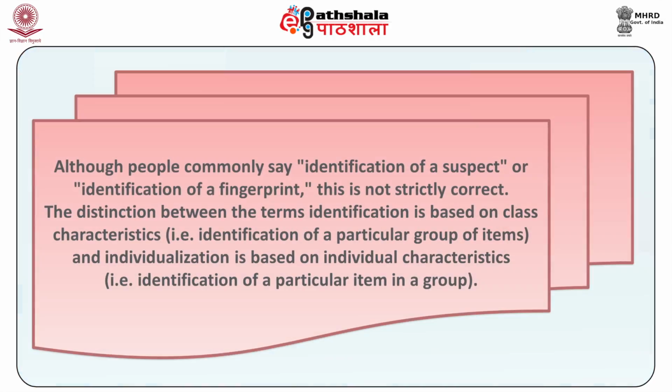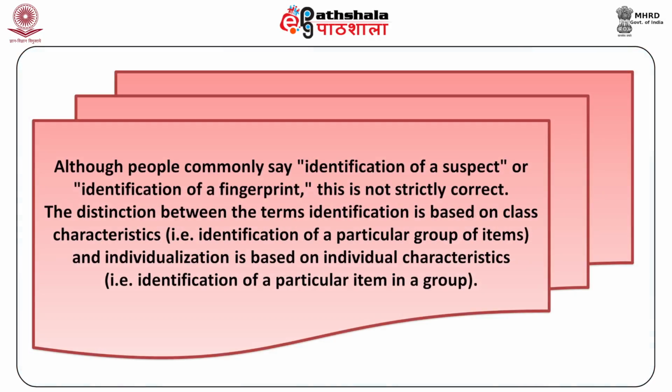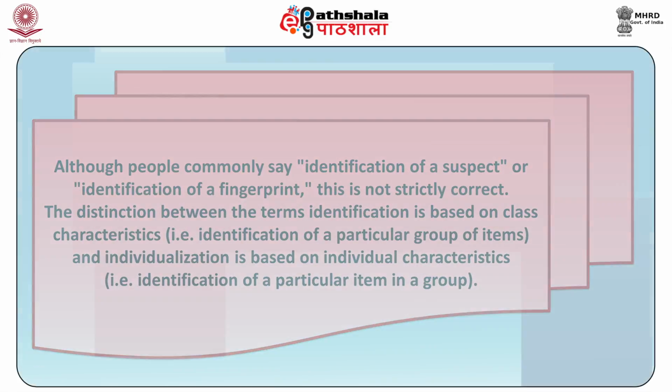The term identification as used here really means individualization. Although people commonly say identification of a suspect or identification of a fingerprint, this is not strictly correct. The distinction between the terms is that identification is based on class characteristics, which means identification of a particular group of items, and individualization is based on individual characteristics, which means identification of a particular item in a group.